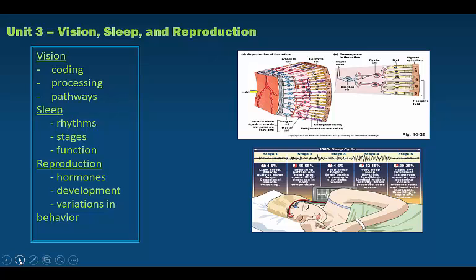Why do we need sleep? And what is the biological function of sleeping? What is the role of hormones in the regulation of sexual and reproductive behaviors? What are the variations in sexual behaviors? And is there a known biological basis for such variations? I think you will be really intrigued by what biological psychologists have to say.